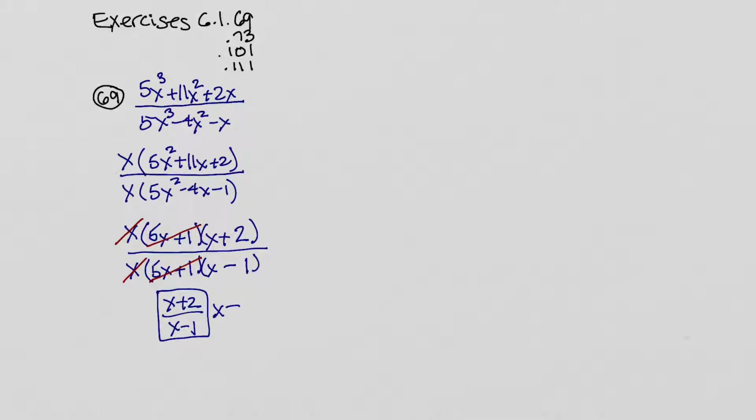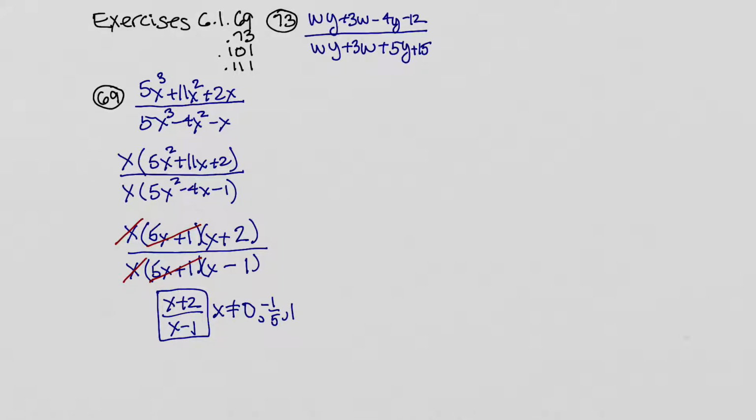x is not equal to, now, just to find out what we're going to put here, just take it back one step. What can x not be? It can't be 0, it can't be negative 1 over 5, and it can't be 1. So we can't use 0, we can't use negative 1/5, and we can't use 1.